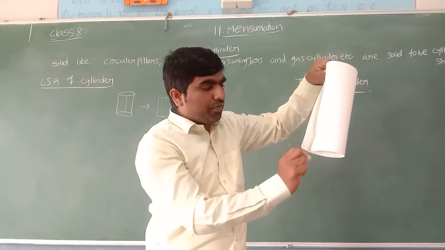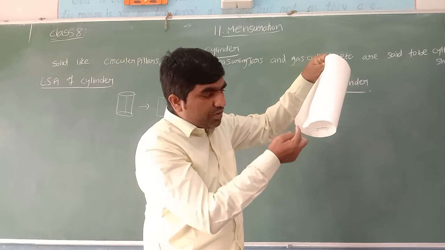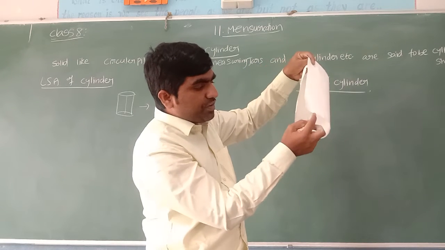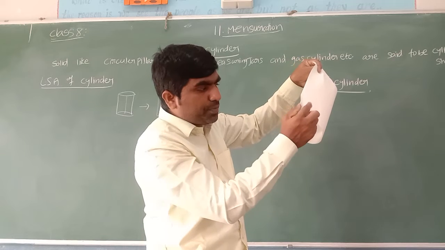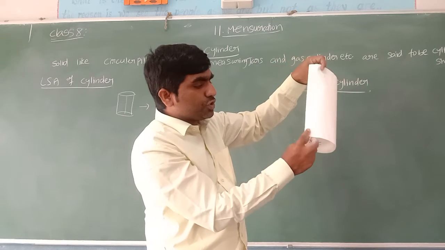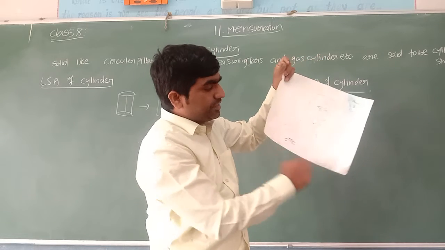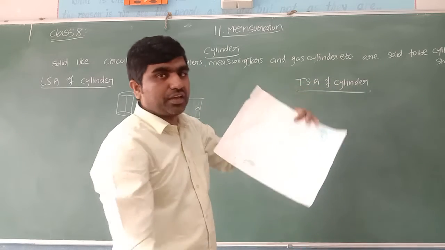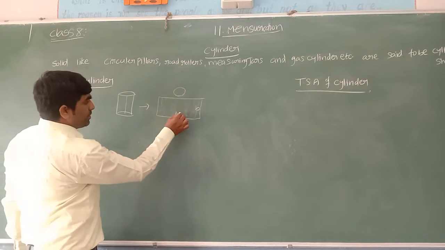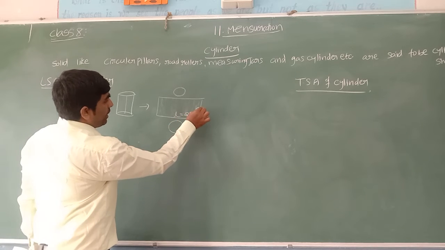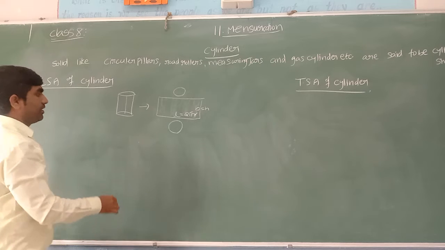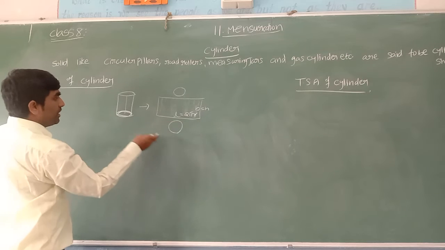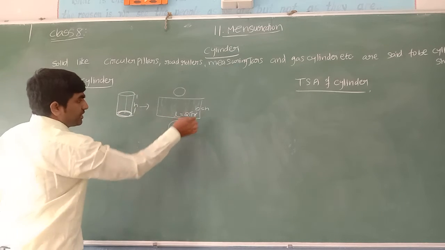When I open the cylinder, the circumference, 2 pi r, becomes the length of the rectangle. And the height of the cylinder becomes the breadth of the rectangle. Let me write here: length is 2 pi r and breadth is height. Hope it is clear to all. This curved face's circumference becomes the length, and the height of the cylinder becomes the breadth.